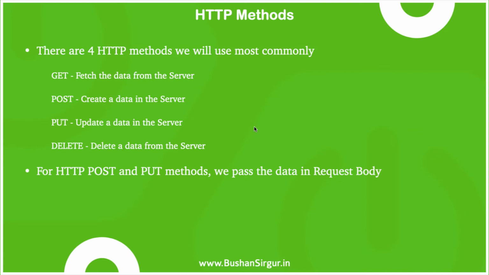Each REST endpoint also contains an HTTP method. You already know HTTP methods; there are probably 7 or 8 available, out of which 4 are the most popularly used: GET, which is used to fetch the data from the server, POST, which is used to create the data in the server, PUT, which is used to update the data in the server, and DELETE, which is used to delete from the server.